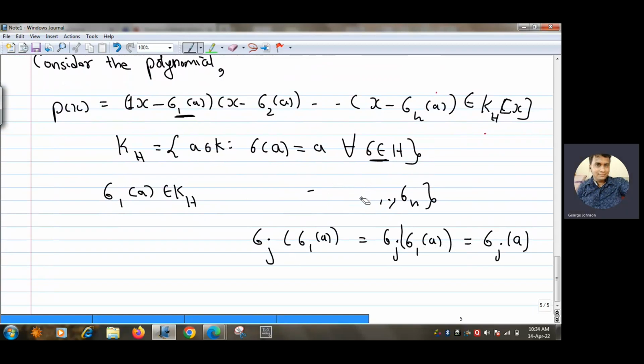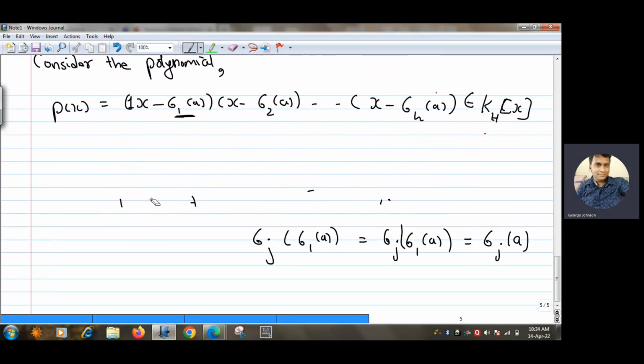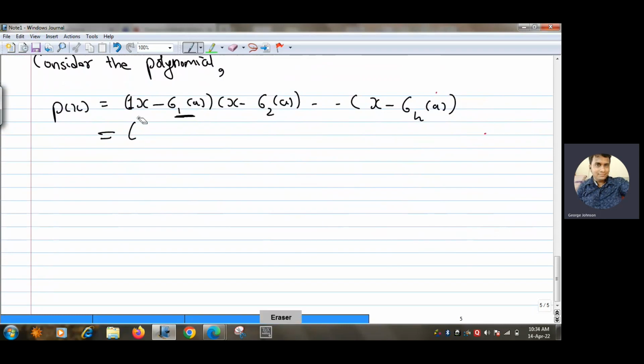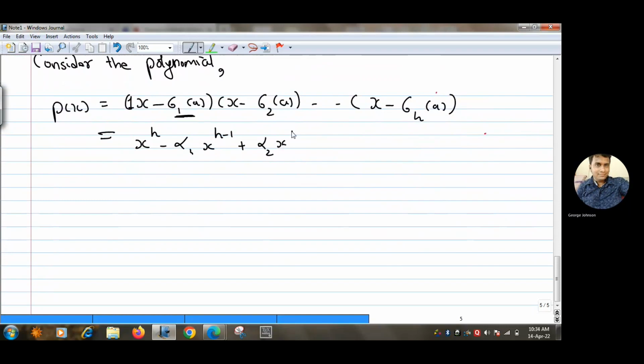In order to view that, okay, we will not go by this definition. Let us solve this polynomial and then we can see that it is in K^H. Right now let us not write that it belongs to K^H. Suppose we solve this, then what do you get? You can see that it is x to the power h minus alpha 1, x to the power h minus 1, plus alpha 2, x to the power h minus 2, and so on.